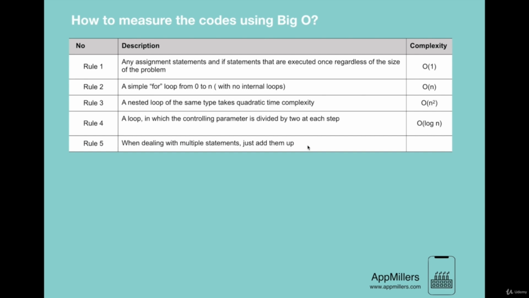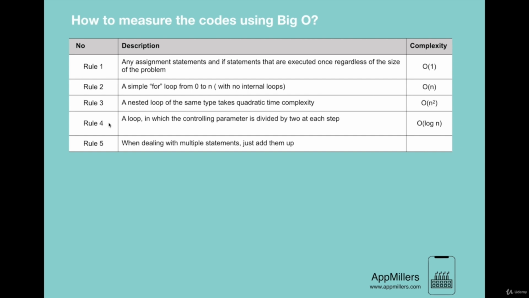And finally, when dealing with multiple statements, we just need to add them up. This set of rules will help us to examine any given code and measure the code. You should be warned that some declarations may include initializations and some of these may be complex enough to factor in the efficiency of algorithm. So these are the most common rules that you need when you analyze any given code. Okay, now let's put them all together in one example.